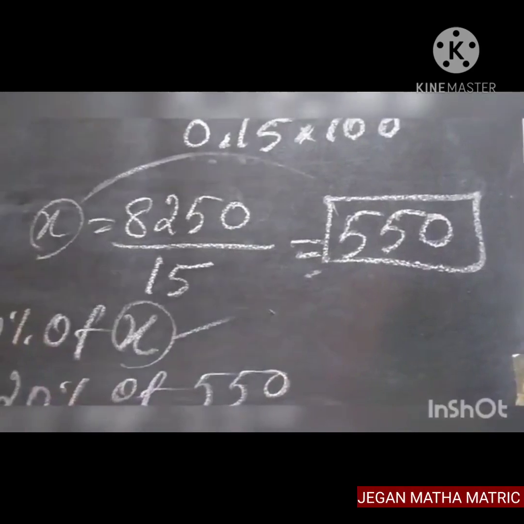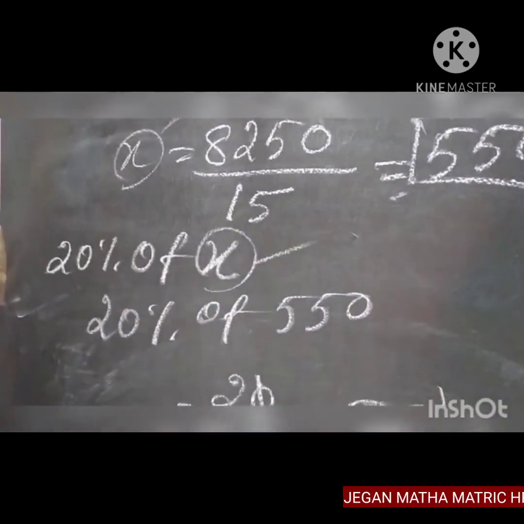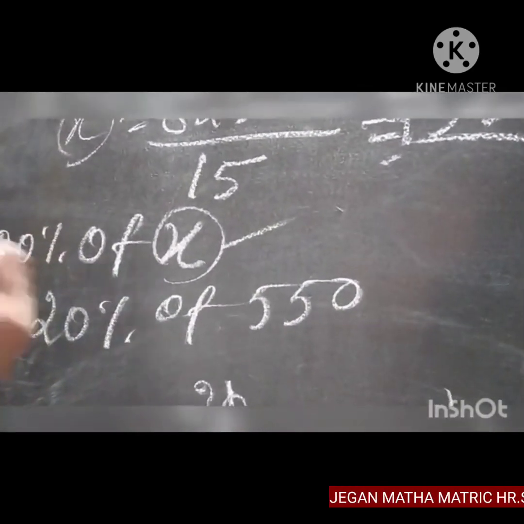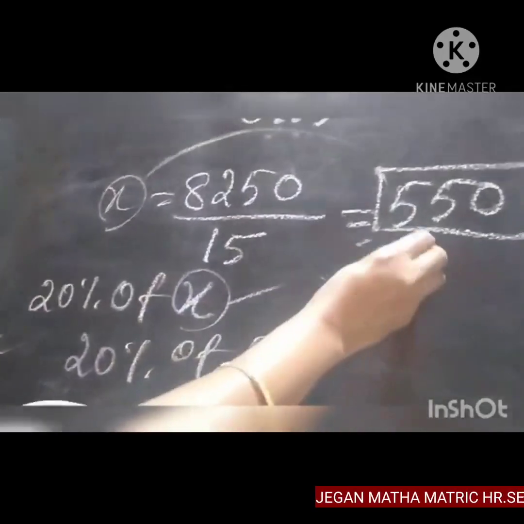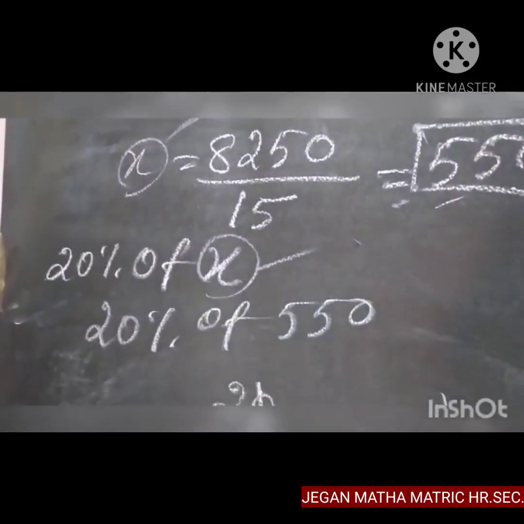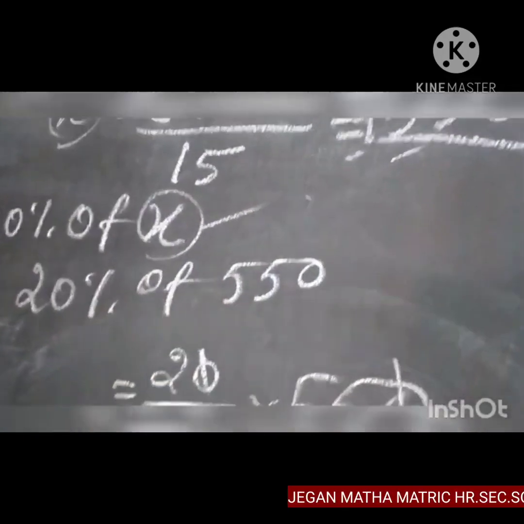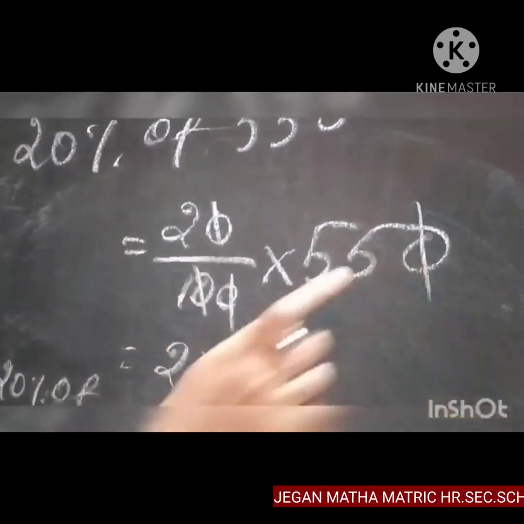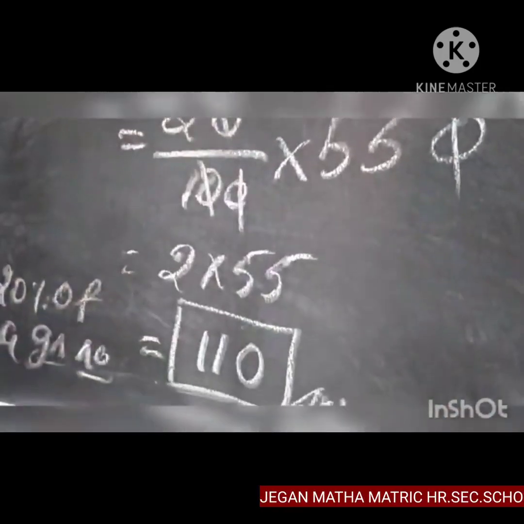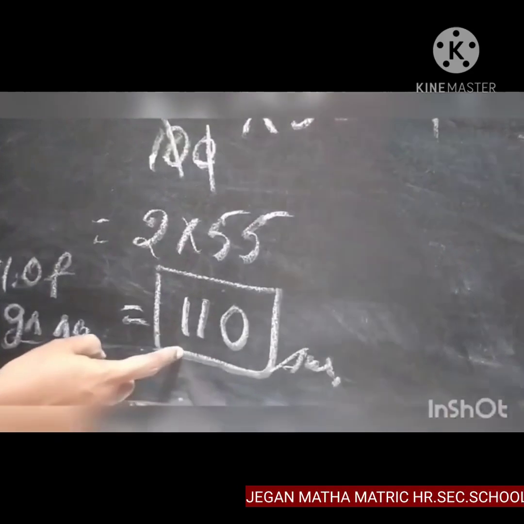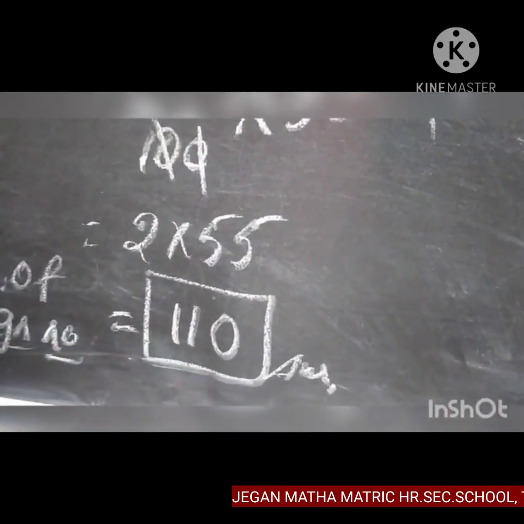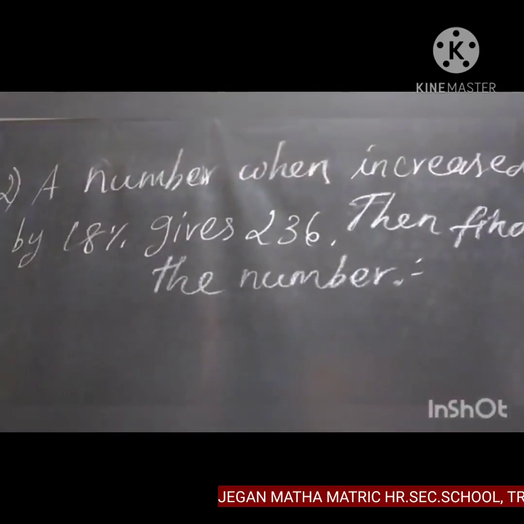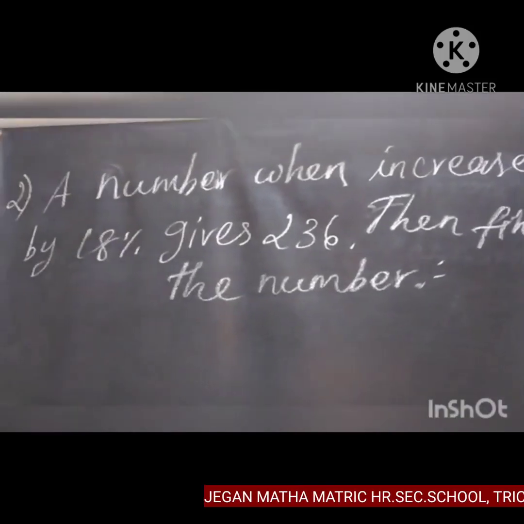Okay, now again in this question they are asking 20%. You have to find out the 20% of the given number. So that number is 550. So 20% of 550, so 20 by 100 into 550. You can do the cancelling and find out the answer. The final answer is 110. Is it clear? Okay, now let us see the second sum.